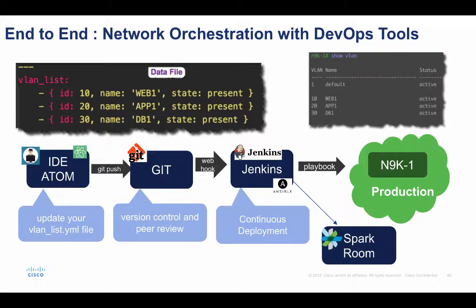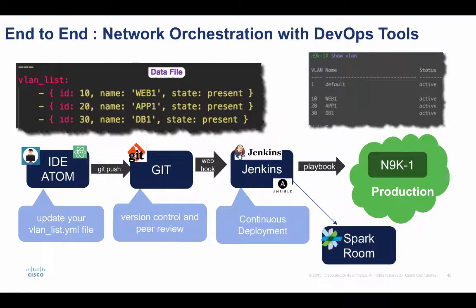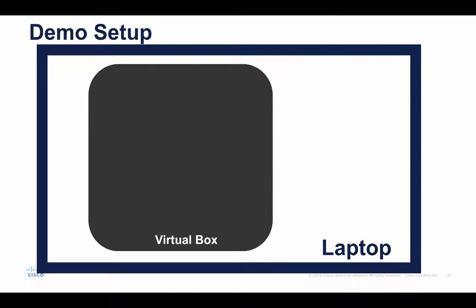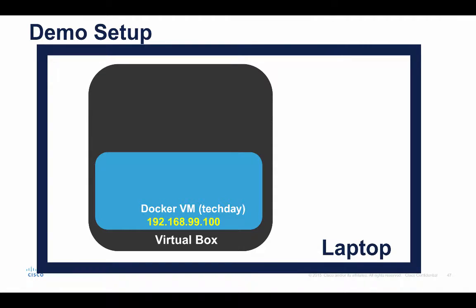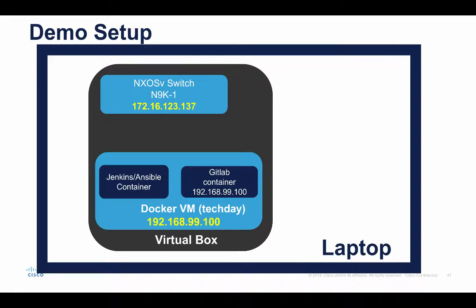So let's look into the demo setup. Here's my setup. Inside my laptop, I have a VirtualBox again, and then I have a VM that is running Docker, and inside the Docker, I'm running two containers. One is Jenkins, and it also has Ansible installed in it. Another one is GitLab. That's our Git server. And then we again have our virtual switch out there.